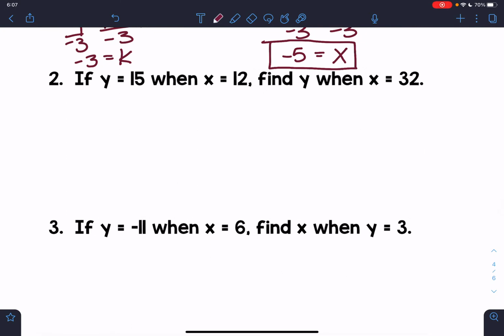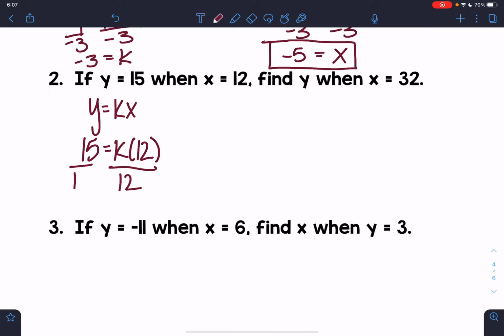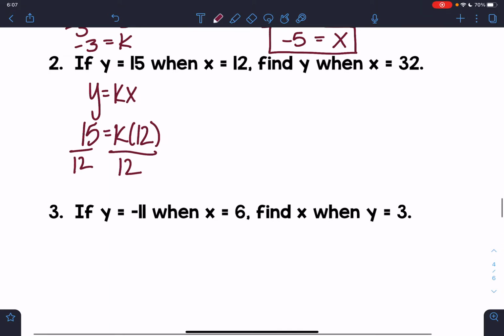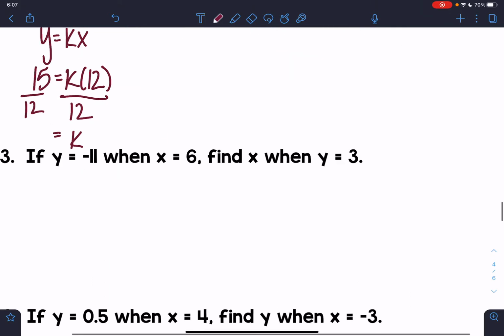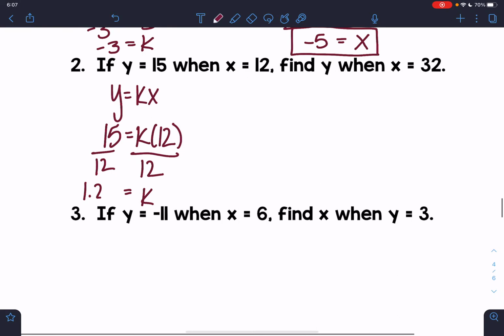I want to find k for this example. So I'm going to rewrite this equation here. It tells me y is 15. I need to find k when x is 12. Okay? So now, if I want to find k, I want to divide by the 12. So I have 15 over 12. I can reduce this, or if you want to put it as a decimal, that's fine. So typing it in, it should give you 1.25.